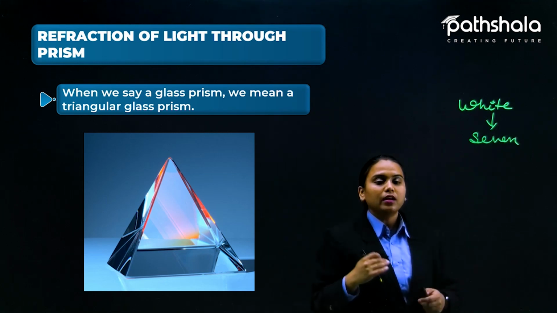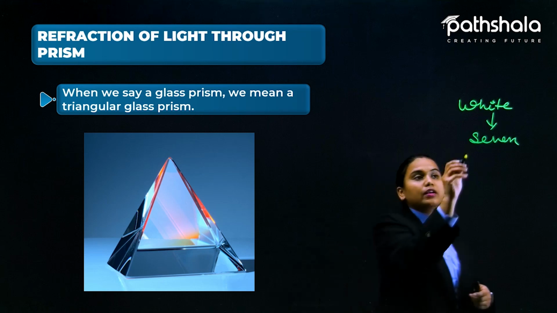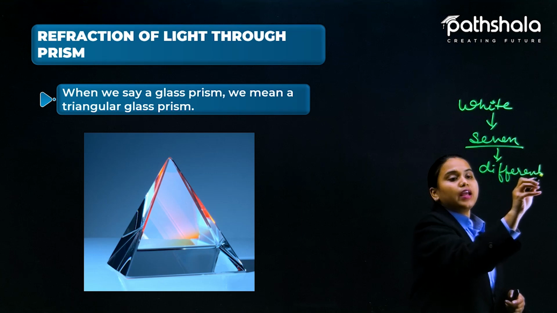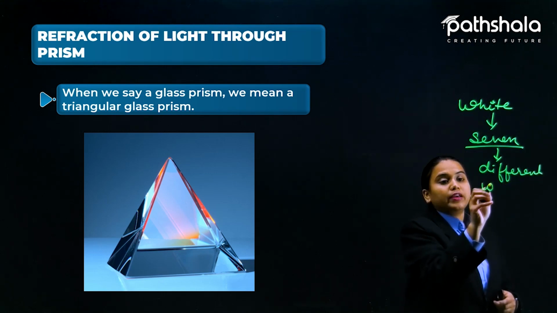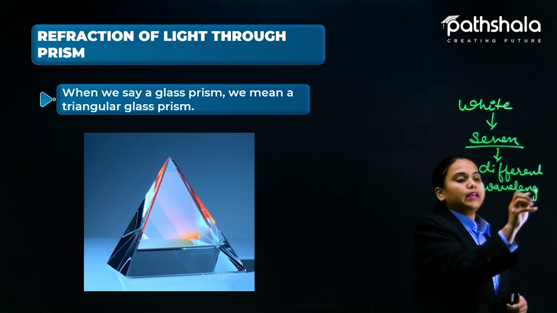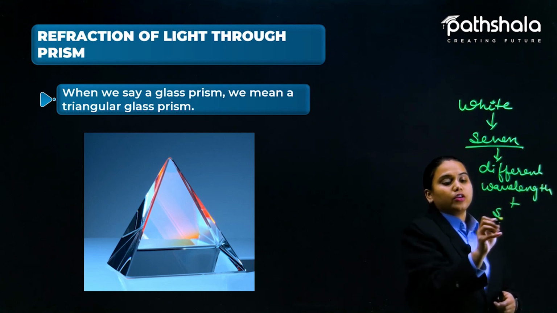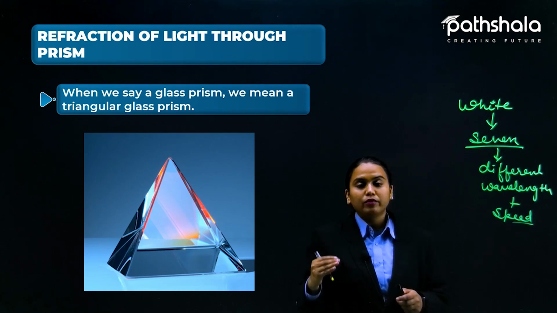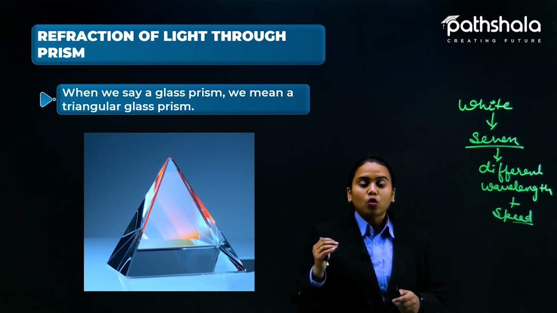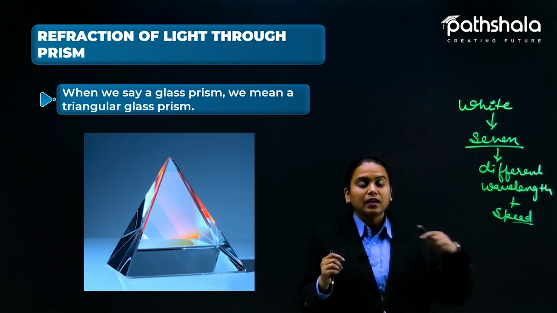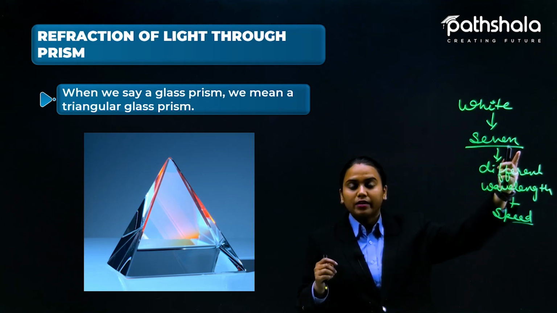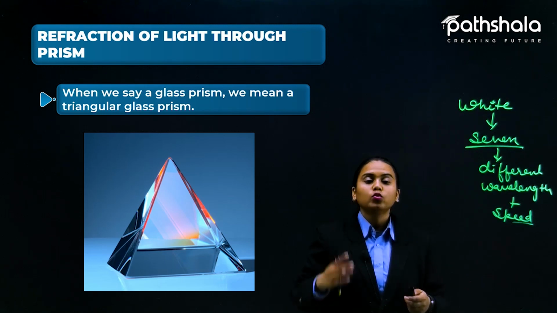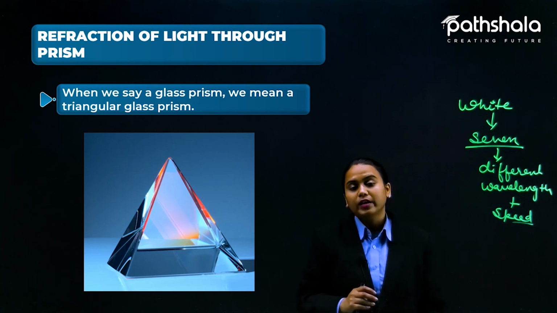So the 7 colors have different wavelengths, and different speeds also. Wavelength and speed make this very important. Light changes its speed while going from one medium to another medium. According to that, even the 7 basic colors have different speeds according to the medium that they are going into.